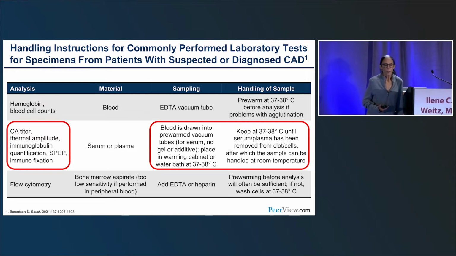So for blood counts, you want a pre-warmed tube if possible, and then they put it in the heat block or in the water bath and then take it to the lab. The same is true for the cold agglutinin titer, where you need serum or plasma, have a pre-warmed tube, it's hand-carried, or put in the warming bath, and then when the clot's removed, then you can do your titer, but it needs to be kept warm. And if it's being spun in the centrifuge, it's in a warm centrifuge. For flow cytometry, they usually just pre-warm before the analysis.